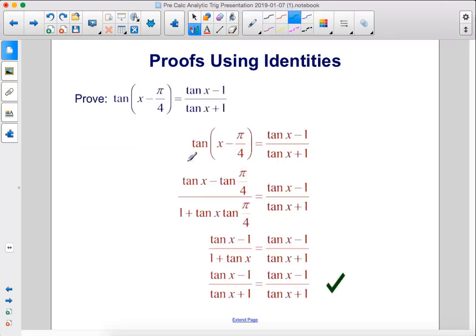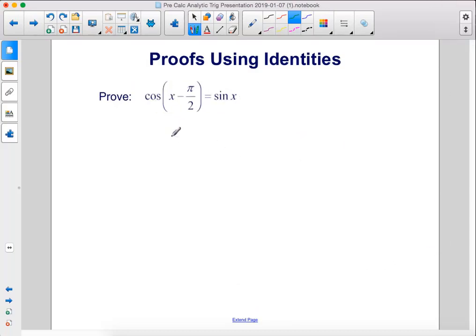Alright, so we have tan of x minus pi over 4, so we can use our identity to write it out as tan x minus tan of pi over 4 over 1 plus tan x times tan pi over 4. Now tangent of pi over 4 is 1, so we can just cross that out, and now we have tan x minus 1 over 1 plus tan x. And then if you just reverse the order of the denominator, we have what is on the right side. So now they look exactly the same.